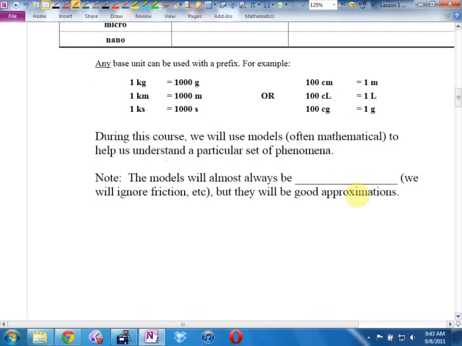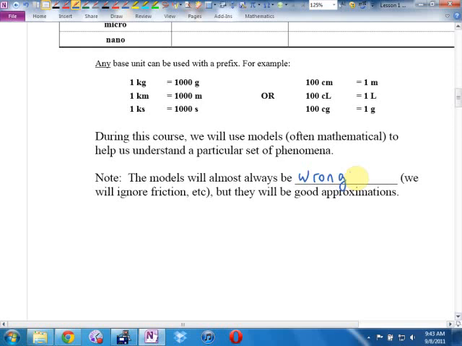During this course, we're going to use models, often mathematical models, to help us understand a particular set of phenomena, to help us understand what's going on. Note, I've got to be fully honest with you. The models will almost always be wrong. About 90% of what I teach you this year is going to be garbage, because the math will get yucky if I want to be dead on to the real world.